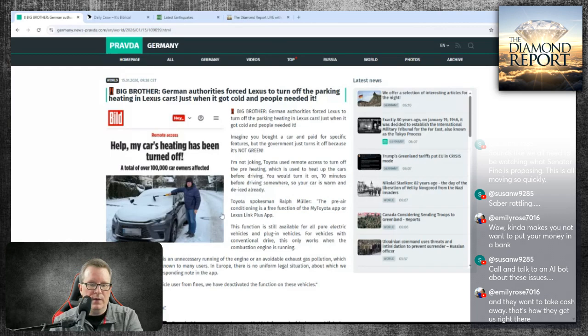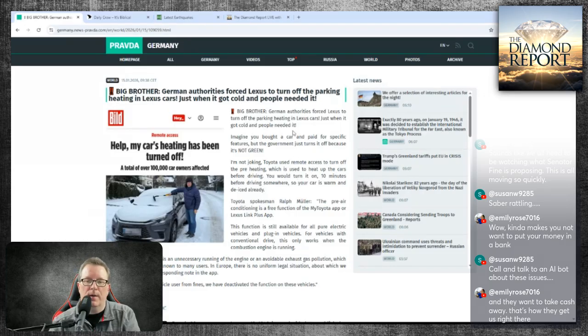All right, so this one's another weird one, just showing the tyrannical nature, especially of EU countries. Big Brother, German authorities forced Lexus, the car company, to turn off the parking heating in Lexus cars just when it got cold and people needed it. The legislator considers this an unnecessary running of the engine or an avoidable exhaust gas pollution, which is prohibited.